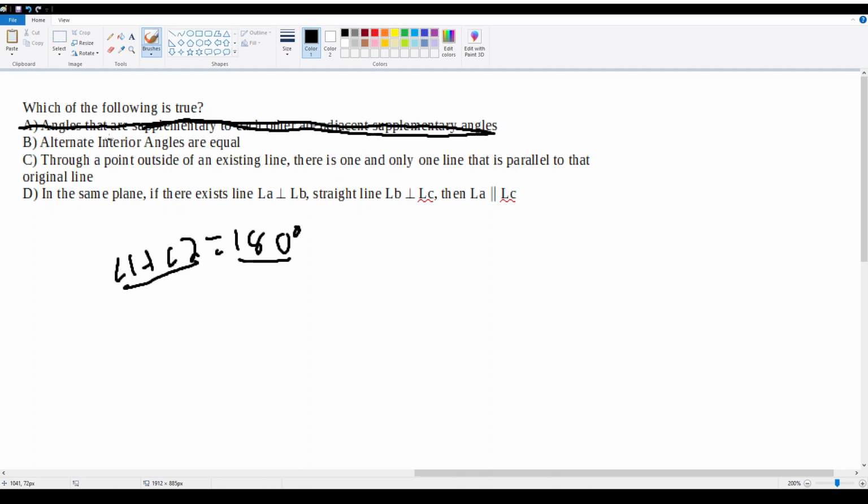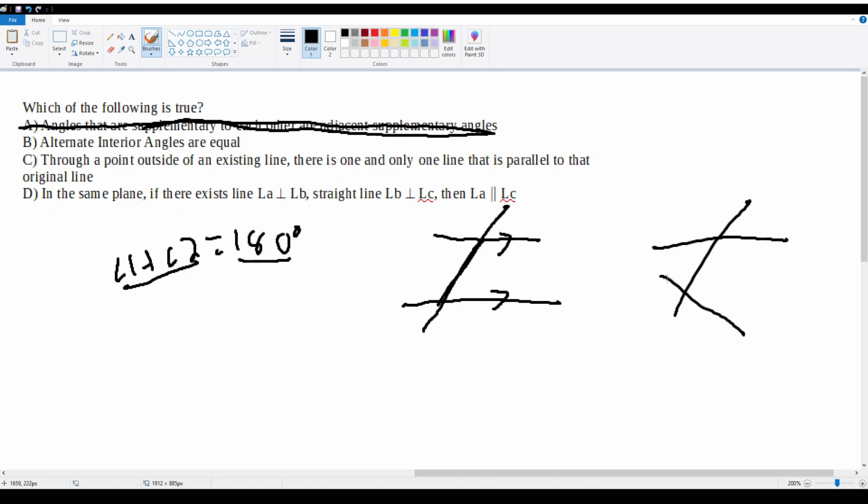So B, alternate interior angles are equal. Well, yes, if you were to have something like this, where you have the transversal line, this angle, no, that's not interior. This angle would be equal to this angle. However, that's assuming these are parallel, which means they'll never touch each other. What if I have something like this? Okay, let me do it better. This, and this. Would this angle be equal to this angle? Of course not. They would not be equal at all. So this statement is false.